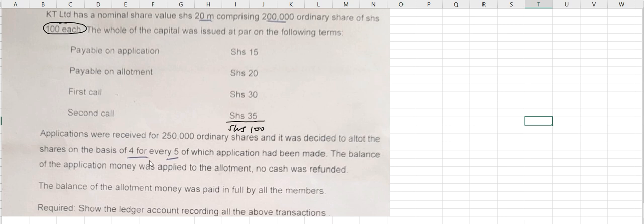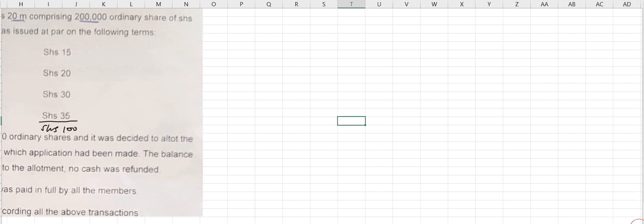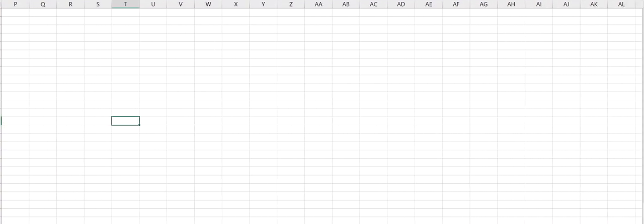The allotment basis is very clear. That is 4 for every 5 shares applied for, meaning that there is some excess application money received, and this is going to be applied to allotment. No cash is refunded. The allotment money was fully paid by all members. So you are required to show the ledger account recording all the above transactions. Okay, so let's see how to do this.